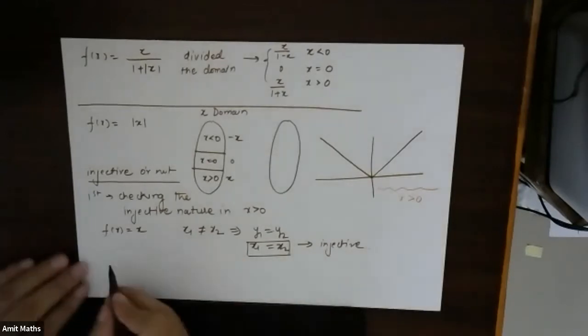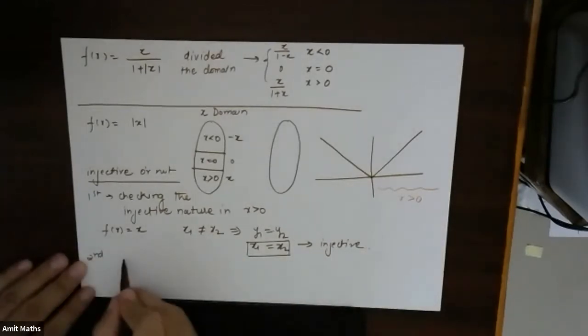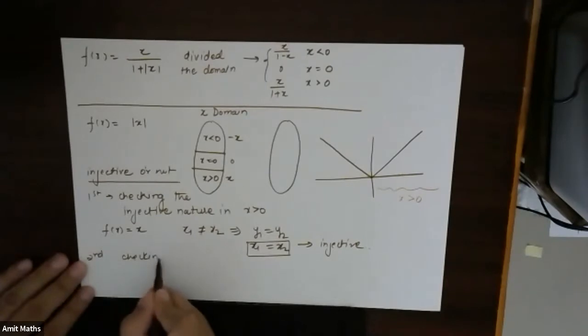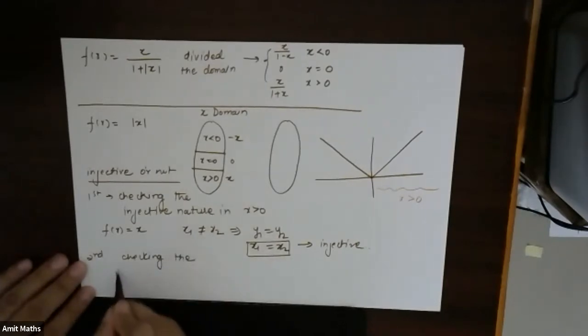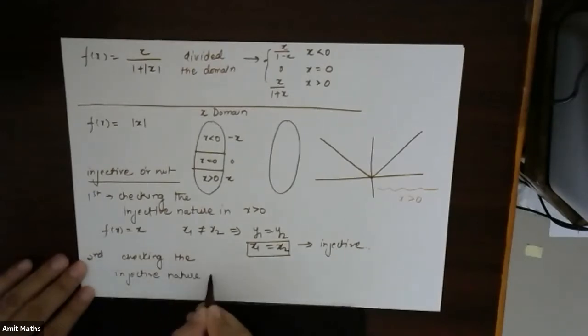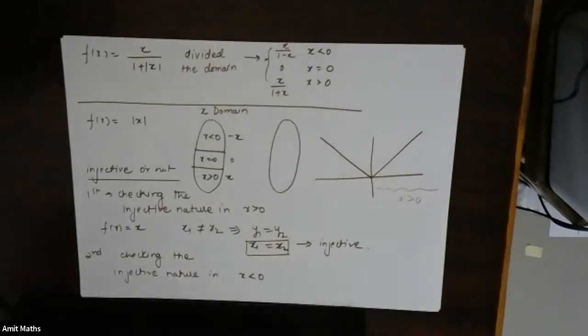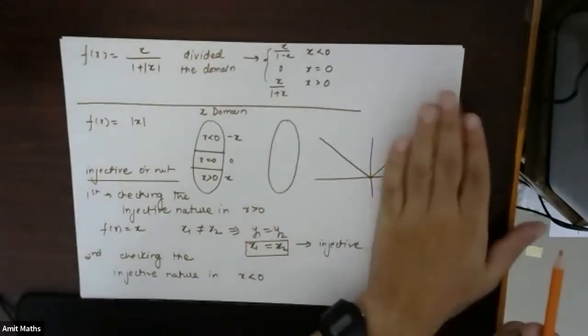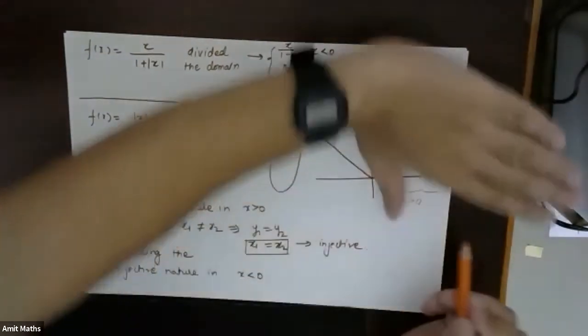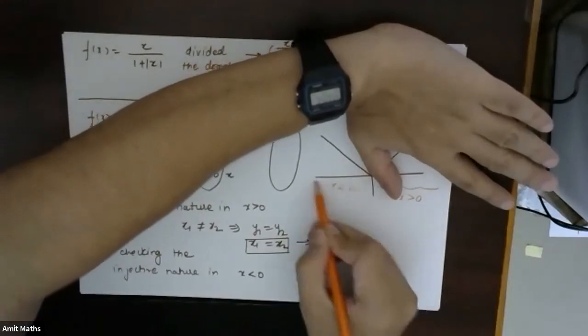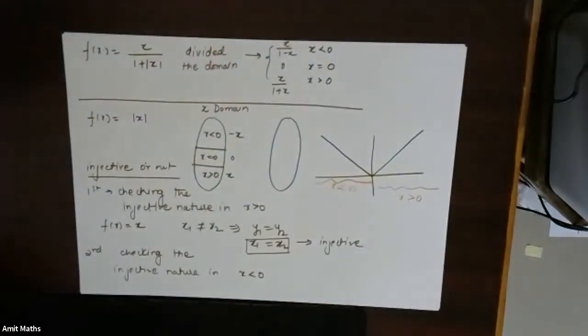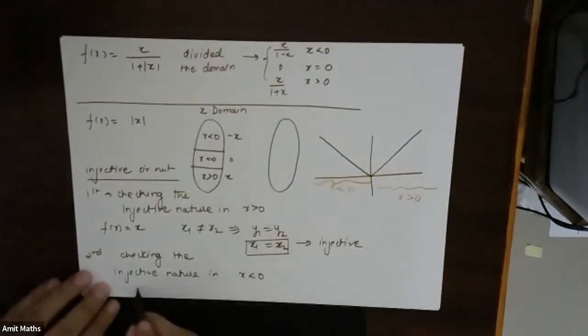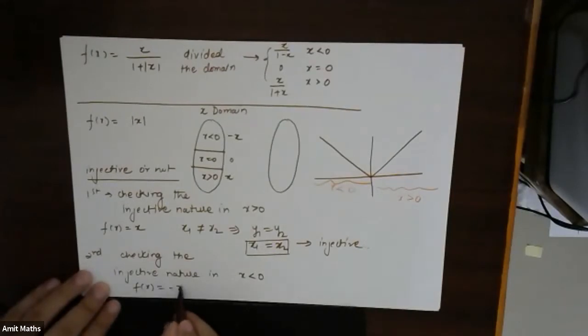The second part is checking the injective nature in x less than 0. This was x greater than 0, where I have checked the injective nature in this part. Now I will check the injective nature in this part, where x is less than 0. So the function in x less than 0 becomes f of x equals minus x.